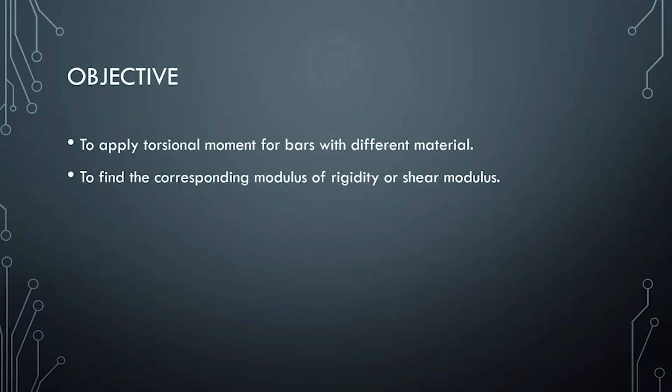Assalamualaikum warahmatullahi wabarakatuh. My name is Muhammad Alif Iman bin Muhammad Fauzan. My matrix number is 159587. And today I'm going to conduct the S1 experiment. S1 is all about torsion. So the objective of the experiment is to apply torsional moment for bars with different materials and to find the corresponding modulus of rigidity or shear modulus.